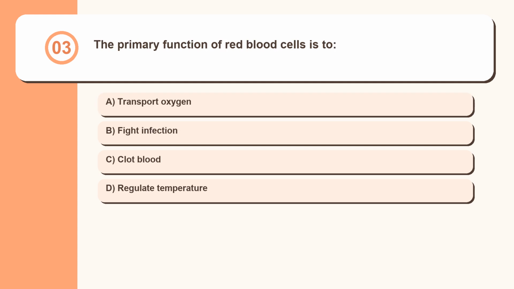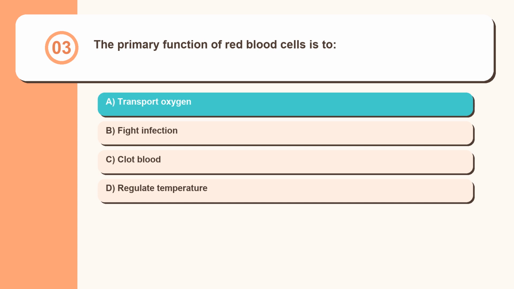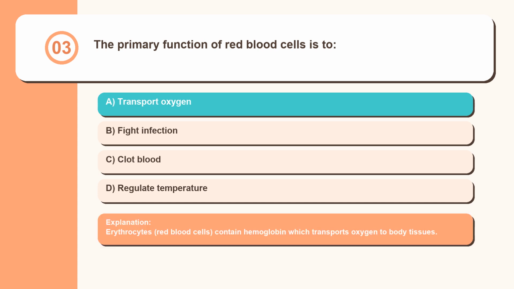Question 3. The primary function of red blood cells is to transport oxygen, fight infection, clot blood, regulate temperature. Erythrocytes, red blood cells, contain hemoglobin which transports oxygen to body tissues.